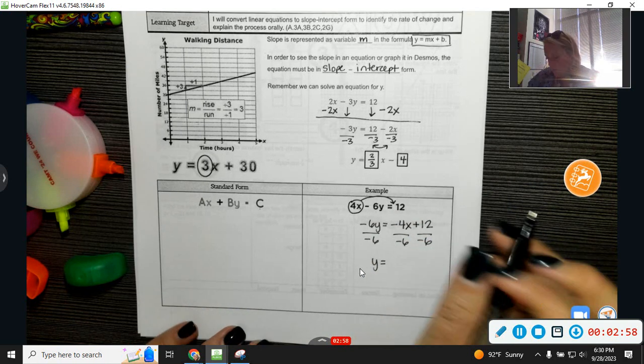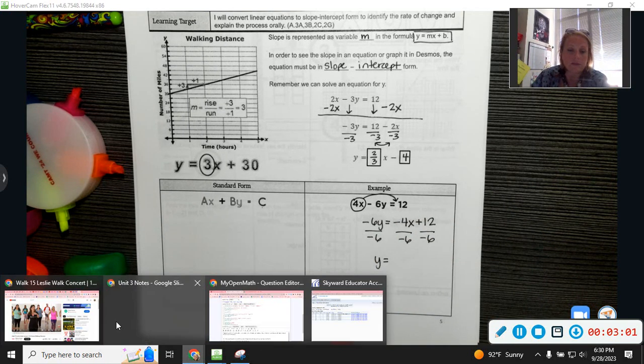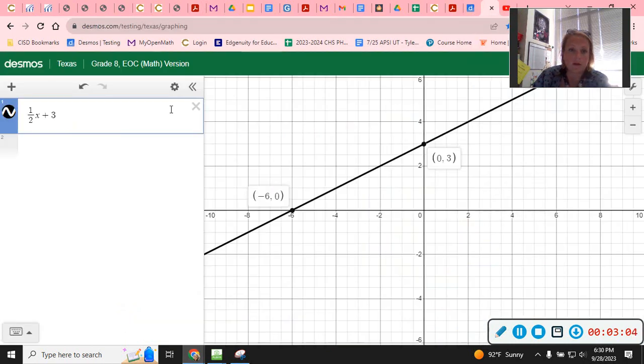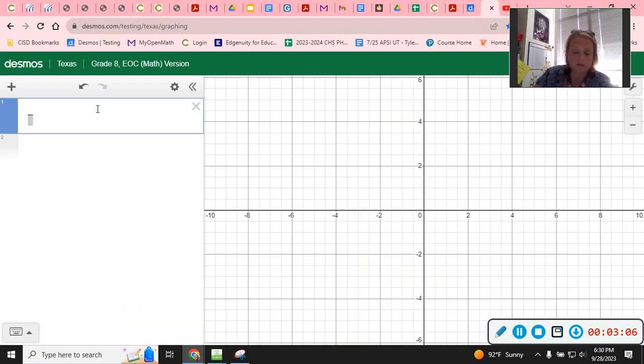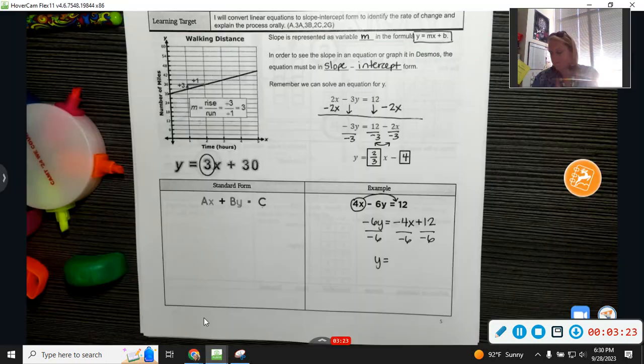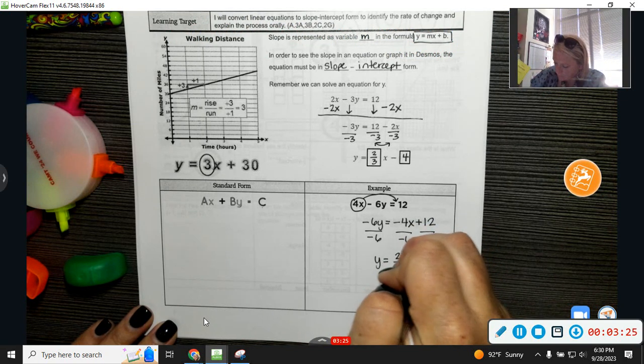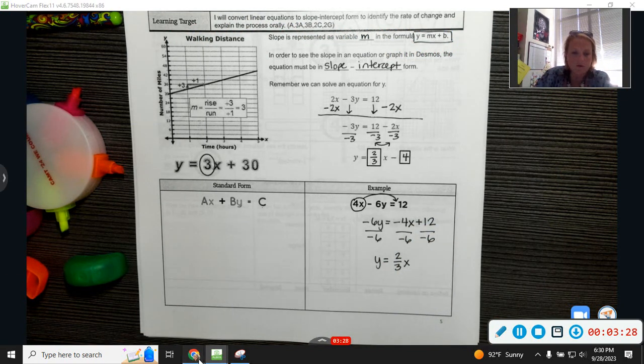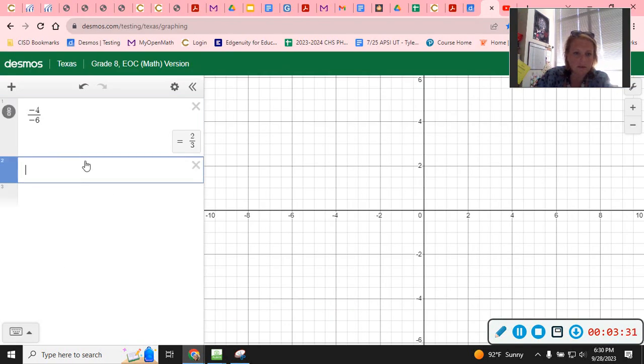And y will equal, now I need to divide those, so I'm going to go to Desmos. I'm going to use Desmos to make a fraction. To make a fraction, we hit this little slash key on our keyboard. I'm going to say negative 4 over negative 6. I get a crazy decimal, so I'm going to click this little button to make it switch back, and I get positive 2/3. Now I have 12 divided by negative 6, and that is negative 2.